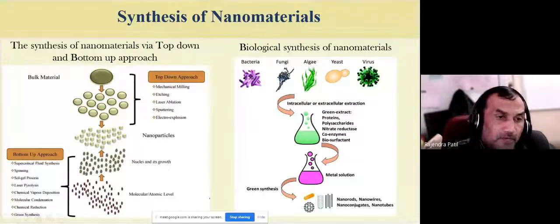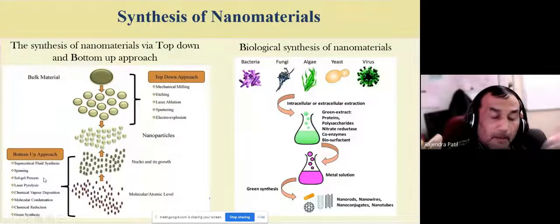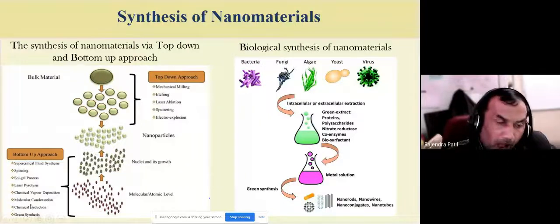Most of the bottom-up approaches use a chemical reduction method where the metal ion is reduced to the zero state, nucleus, and then nanomaterial, followed by sol-gel processes, chemical vapor deposition, molecular condensation, and supercritical fluid synthesis. These are the newer methods. However, most of the bottom-up approaches are tried with chemical reduction and sol-gel processes.